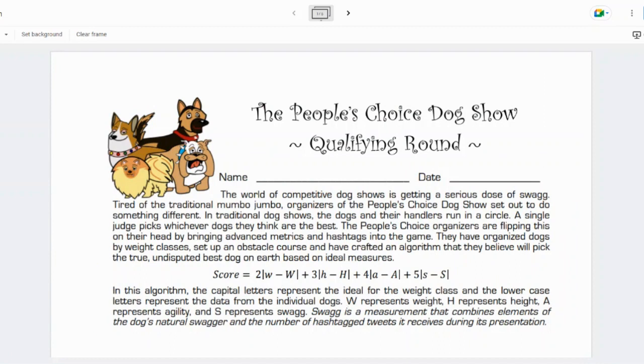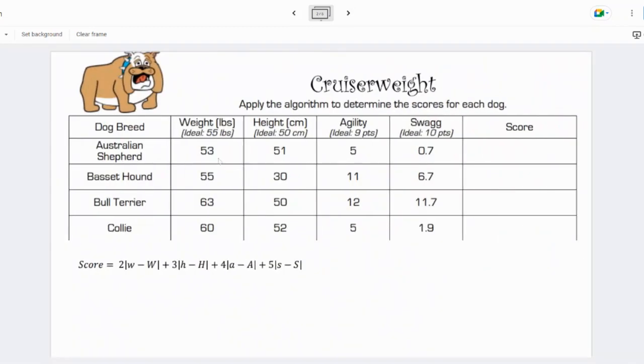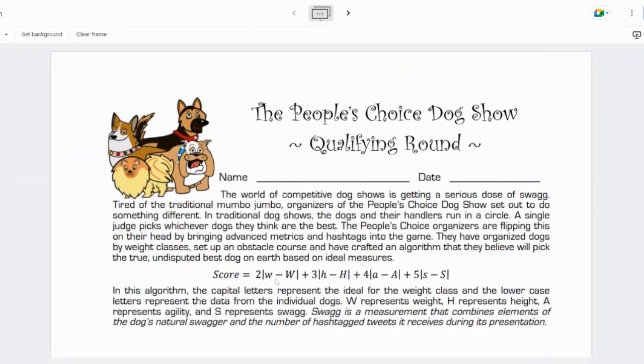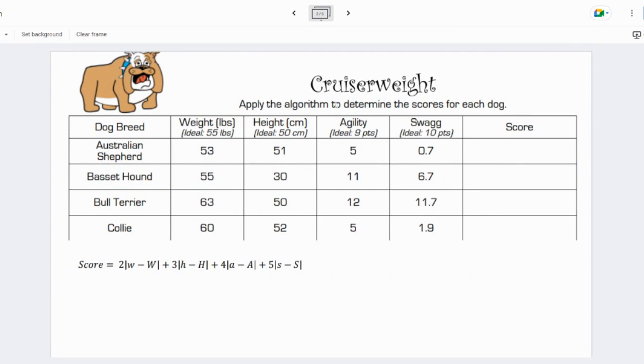The lowercase represents the actual data and the capital represents the ideal. So you'll notice here, it is 50. So we'll start with the Australian Shepherd. 53 is the Australian Shepherd. The ideal is 55. So what we're doing is we're taking the dog's weight minus the ideal weight plus 3 times the dog's height minus the ideal height plus 4 times the agility minus the ideal agility. And the swag, same thing.